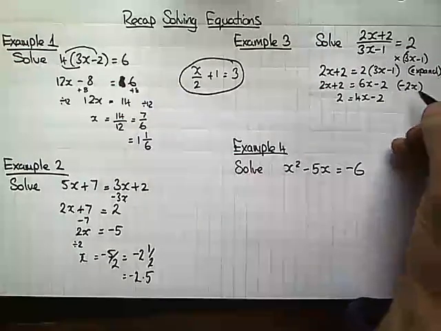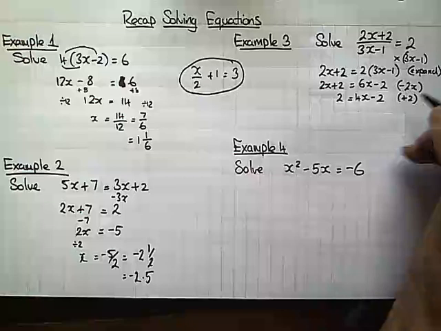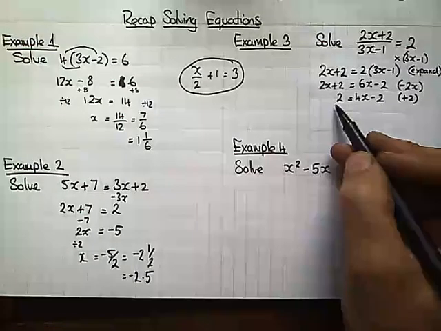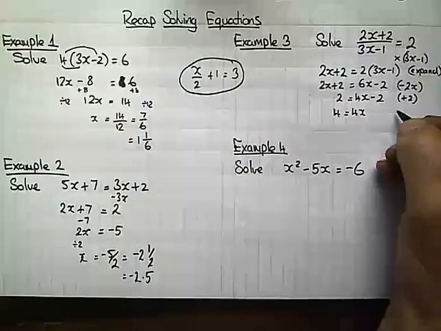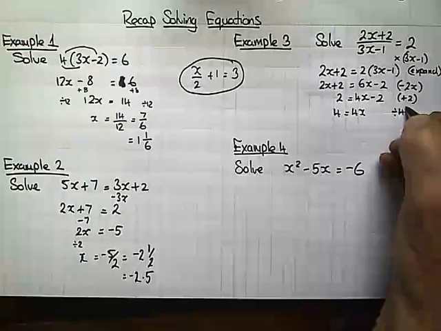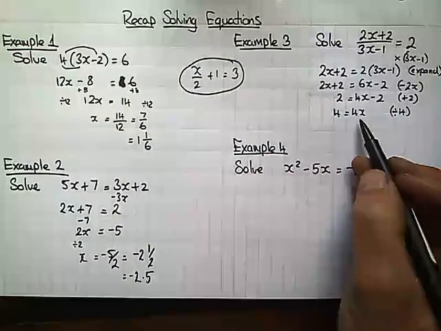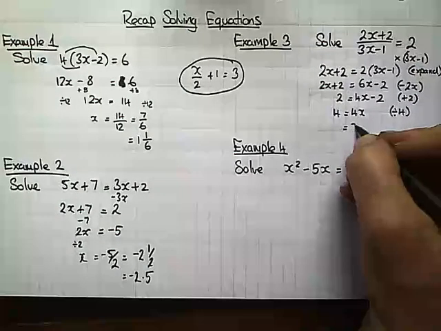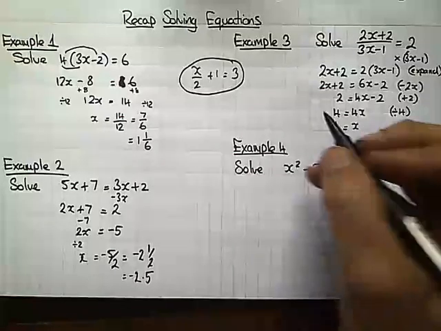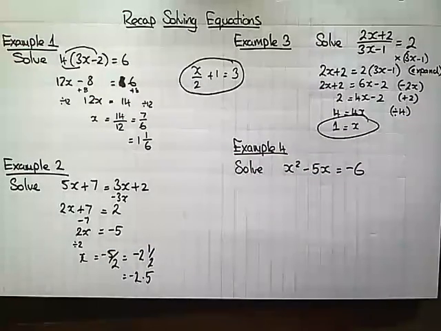Now I'm going to add 2 to both sides to get all the numbers onto one side of the equation. And now I'm going to divide by 4 because I've got 4 lots of x and I only want 1 lot of x. So if I divide by 4, I get x equals 1. And that is your solution. It doesn't matter that the x is on the other side.